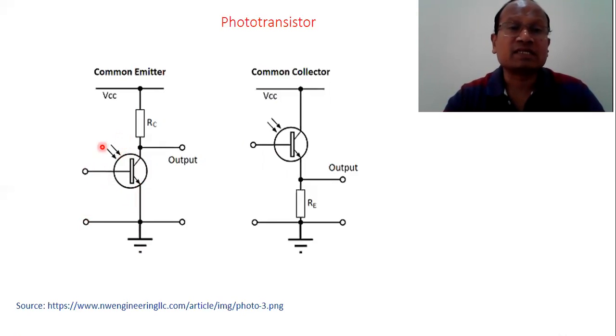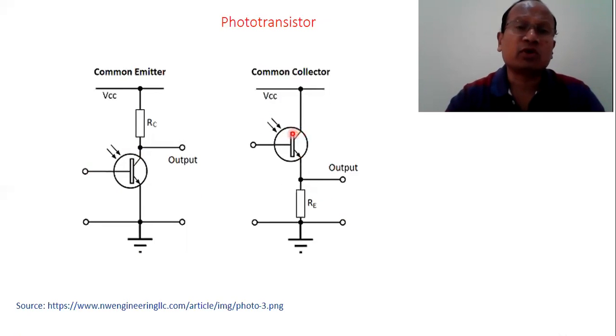So the collector base junction is receiving a light signal, so there will be current flowing through the collector, and we can see the output across the load also. In case of common emitter, the load is across the collector, whereas in common collector, the load is across the emitter. Otherwise, if you compare the circuitry of common emitter and common collector, you will find them similar. Even the input is given at the same junction, but the position of the load changes.